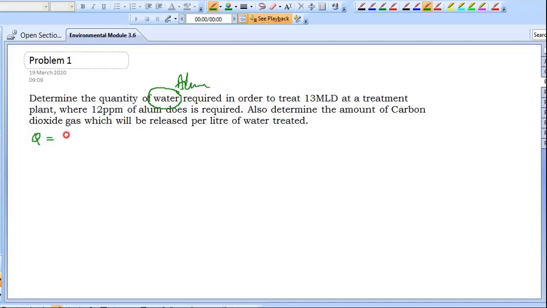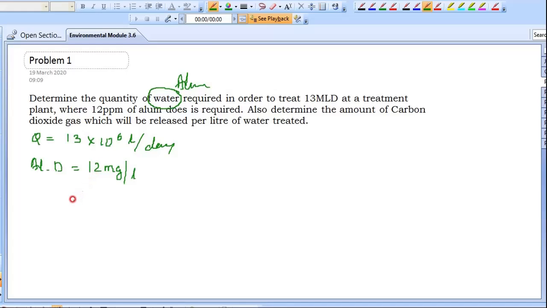Q, the quantity of water, is given as 13 million, 10 raised to 6 liters per day. We will keep it like this only. Wherever required, we will alter that. Next, the alum dosage is given. Alum dosage is 12 ppm. ppm I will write as mg per liter. Then they want us to determine the quantity of alum required in order to treat that much.